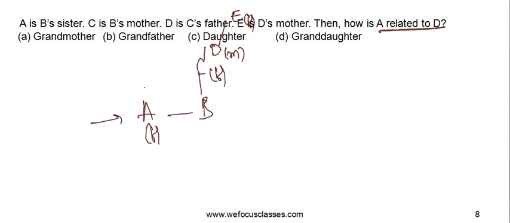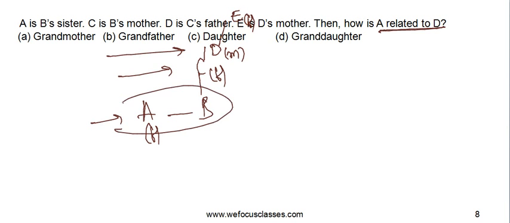So this is one generation. This is second generation. This is third generation. See friends, in the third generation, who will be the person? So how is A related to D? For D, this is in the second generation. So second generation, it would be only grandchildren. So it would be either granddaughter or grandson. A is a female, so definitely she would be granddaughter to D. It's a very simple thing. It is not grandmother, it is not grandfather, because we are talking about the lower generation person, so it would be granddaughter only. Now go to the next problem.